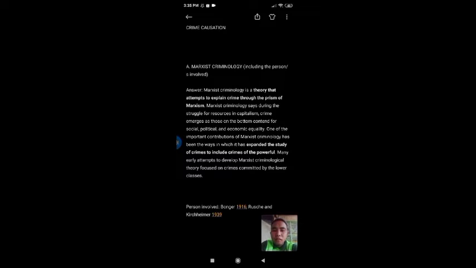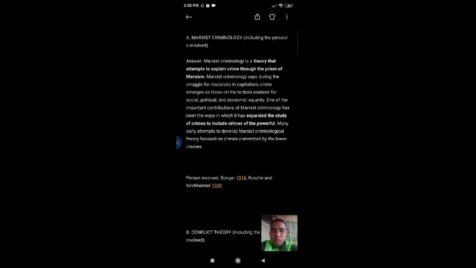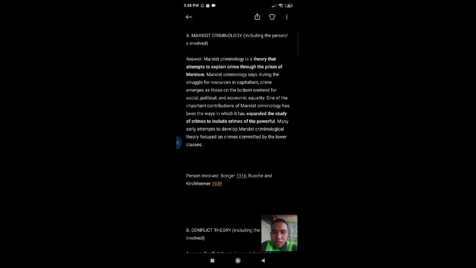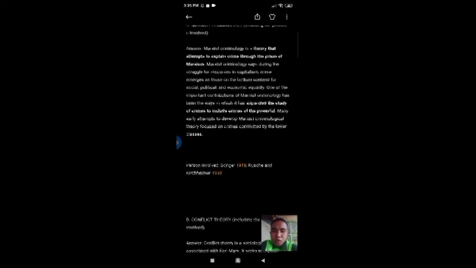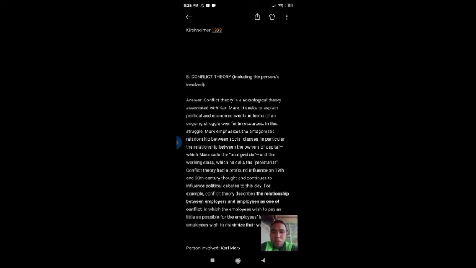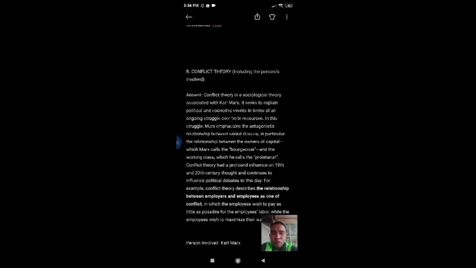Many early attempts to develop Marxist criminological theory focus on crimes committed by the lower classes. The persons involved are Bonger of 1916, and Rusche and Kirchheimer of 1939. So the letter B of this number 6 is conflict theory. Conflict theory is a sociological theory associated with Karl Marx.